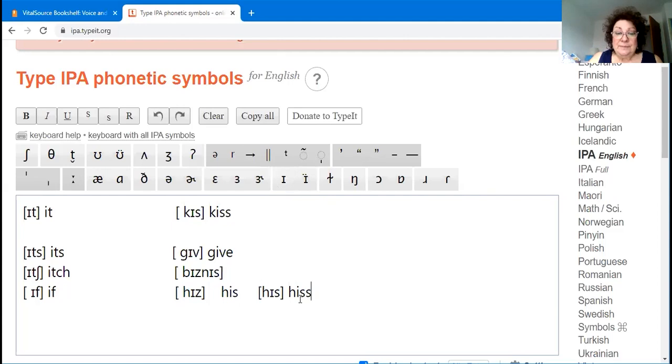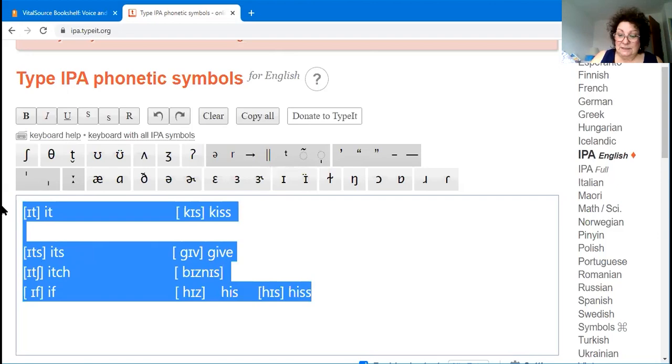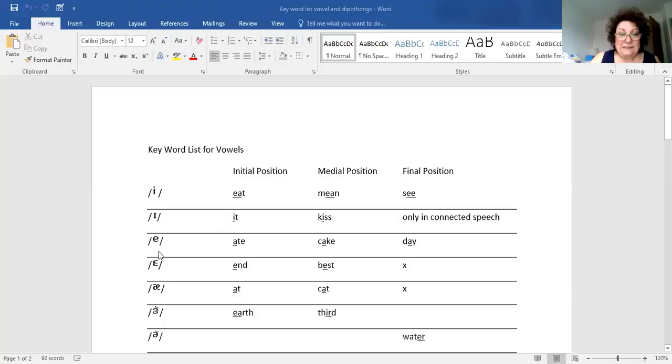So back to your keyword list, and that is on page 155. And now the next vowel sound and the IPA symbol is eɪ, and that's on page 157. So this symbol is eɪ as in eight, cake, day.